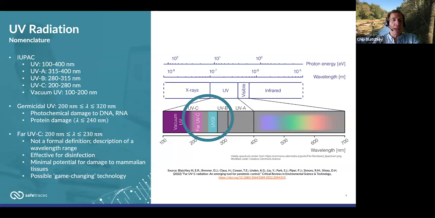More recently, there's been interest in what's informally termed far ultraviolet C radiation, which is, again, informally defined as radiation with wavelengths between 200 and 230 nanometers. So in that wavelength range, we see very effective disinfection, but minimal potential for damage to mammalian tissues, specifically exterior tissues like skin and eyes. And that's largely because at those relatively short wavelengths, proteins absorb very strongly, and that prevents those photons from penetrating very far into those tissues.